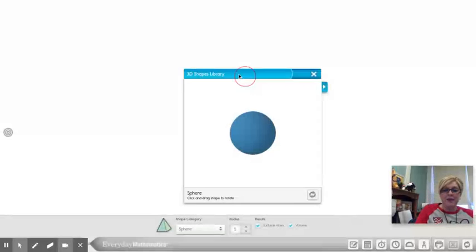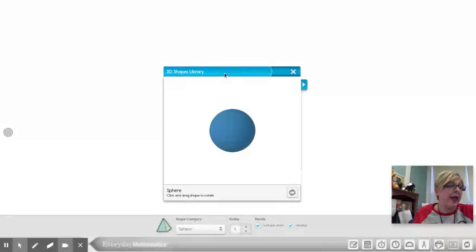Okay. This shape is a sphere, and a sphere is like a ball. When you did your Flipgrid video yesterday, you had to talk about different shapes around your home that you could find. And one of the things I found here in the classroom was a recess ball. And that's an example of a sphere. Here's a sphere right here. That rhymes.